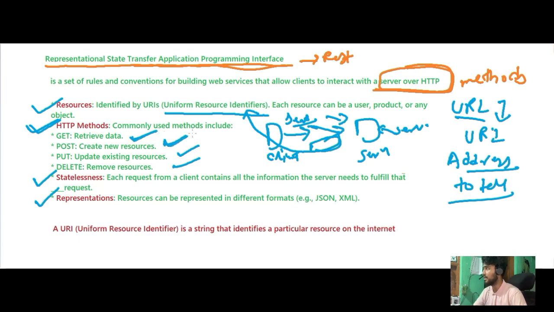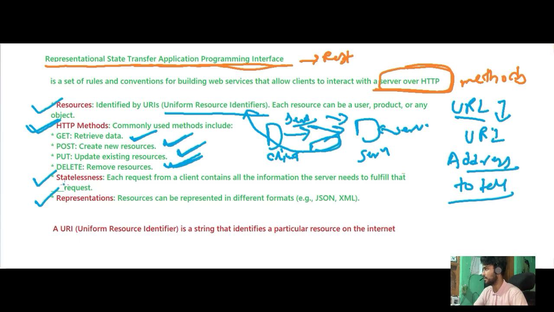POST means to create. If you are creating an account, then the POST HTTP method is used. And if we are using PUT, it means we are updating, making changes in existing data. Like if we are updating our password, then PUT is working. Then DELETE: if you delete an account, then the DELETE method is used in the REST API.